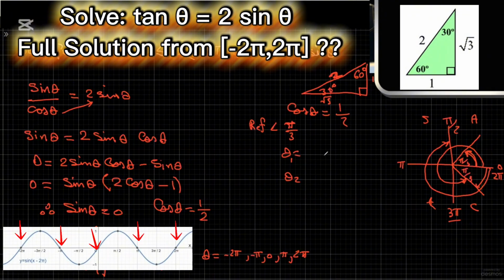And therefore, θ1 will be, again, still pi/3. θ2 will go all the way to 2 pi and take away pi/3 to get that much. So it's 2 pi minus pi/3. Let's do a common denominator. So multiply this bottom by 3 and multiply this by 3. So you end up with 6 pi/3 minus pi/3, which is 5 pi/3.